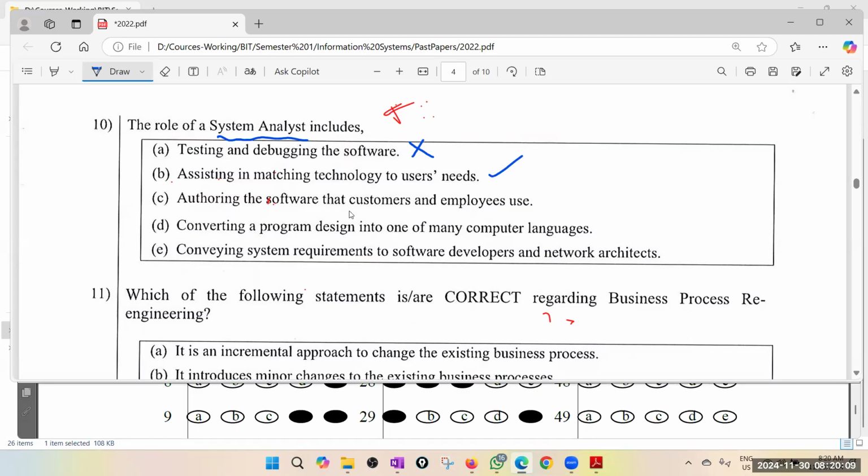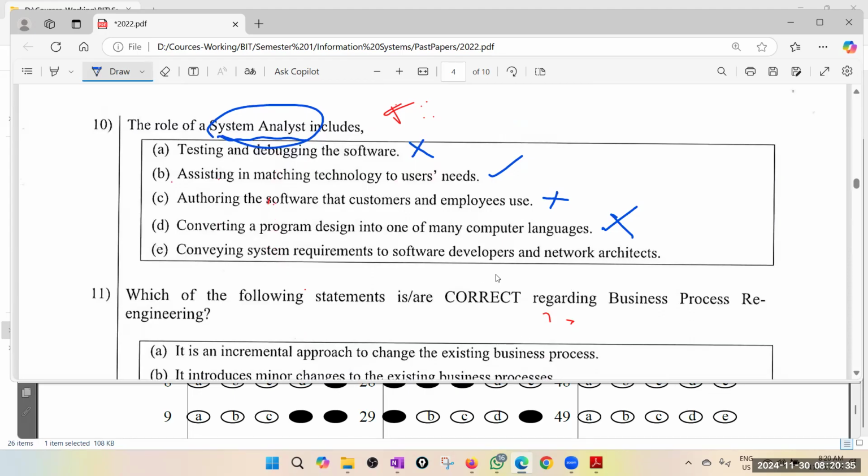Authoring the software that customers and employees use. No, they are not doing any kind of authoring. They are just helping understand requirements. Converting program design into computer languages. That is the programmers' and software developers' task, so it's not the answer.